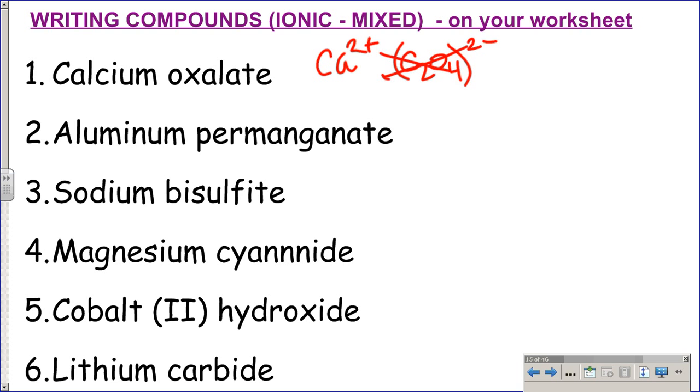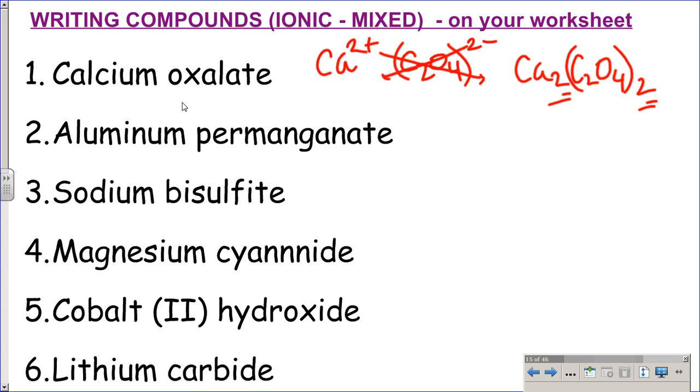2 comes down here, 2 comes down here. What do you get? Parentheses 2. Okay, so you see that. Do you notice that we have a 2 here and a 2 here? So that's saying for every 2 calciums, I need 2 oxalates. What does that reduce to? 1 to 1, right? It's a ratio. 2 calciums to 2 oxalates. Well, that's the same thing as saying 1 calcium to 1 oxalate.